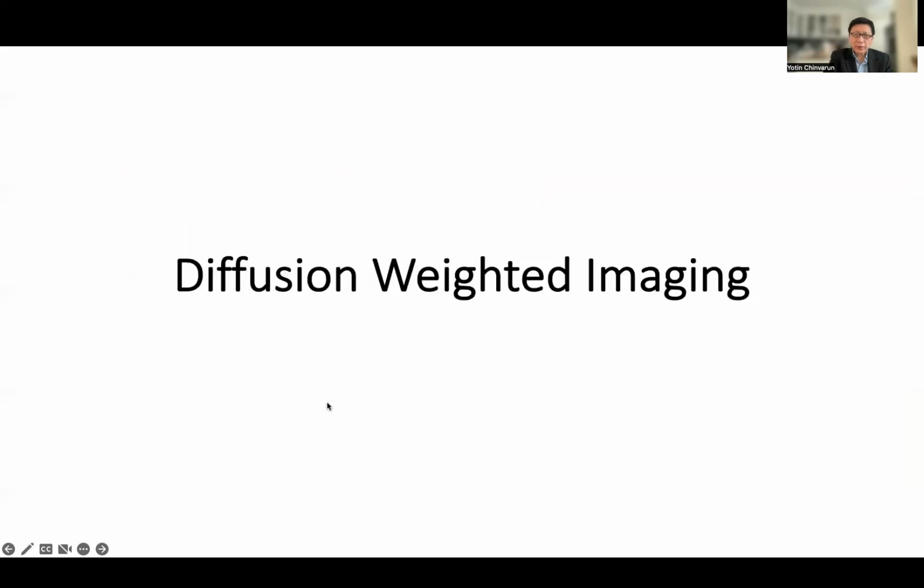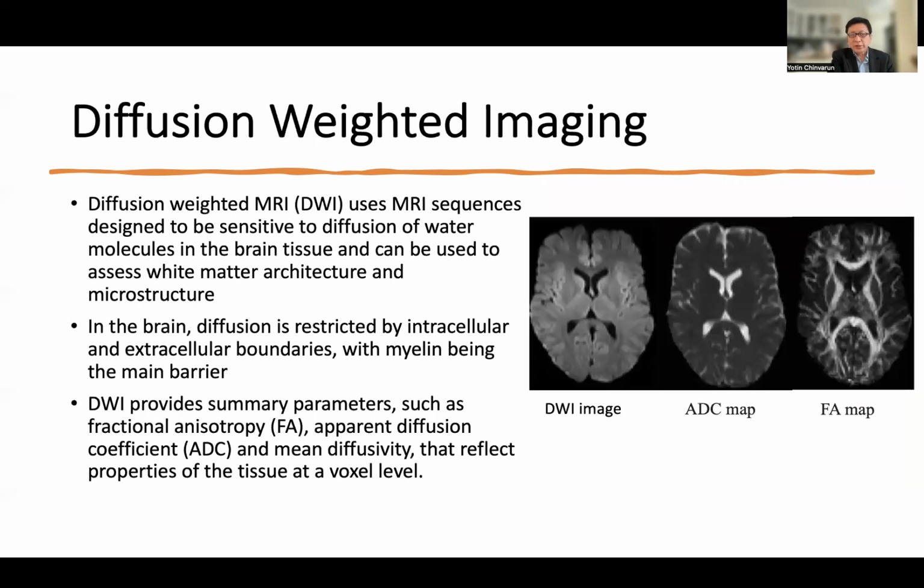Next, my talk is on diffusion weighted imaging. This is another very important neuroimaging technique. We call it DWI. It uses MRI sequences designed to be sensitive to diffusion of water molecules in brain tissue, and can be used to assess white matter architecture and microstructure. In the brain, diffusion is restricted by intracellular and extracellular boundaries, with myelin being the main barrier.